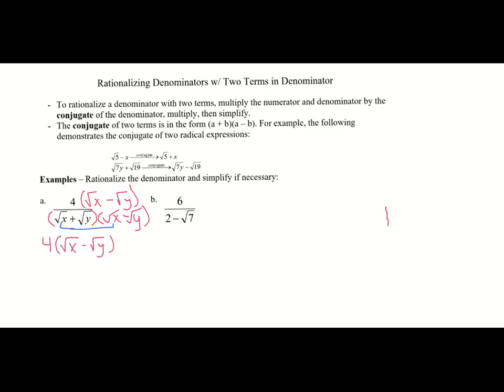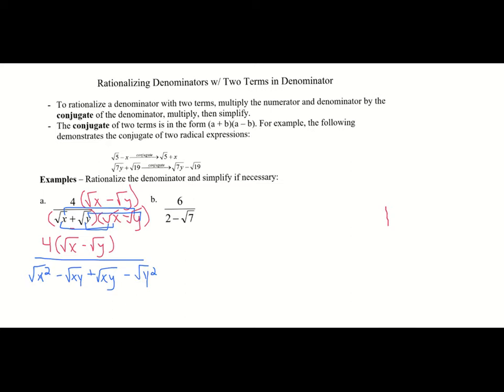So we do know that the square root of x times the square root of x will be the square root of x squared, which we can simplify later to x. Then we're going to do our outer terms. It would be minus the square root of xy. Inner terms would be plus the square root of xy. And then our last terms would be minus the square root of y squared.